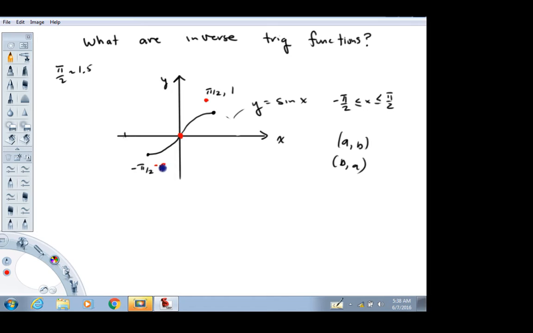Now, remember that inverses are reflections about the line y equals x. So basically, if we take this function and reflect it about y equals x, we would have a concavity that looks something like this. Okay, so this is a super rough sketch here in red of the function y equals inverse sine of x.